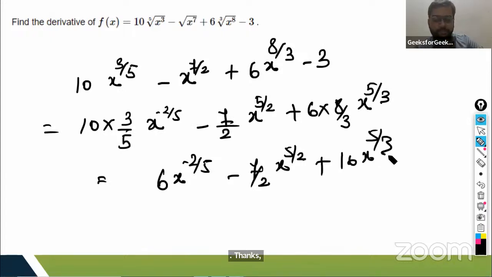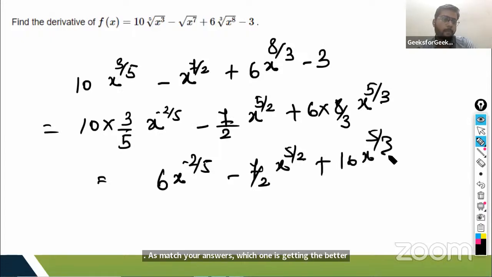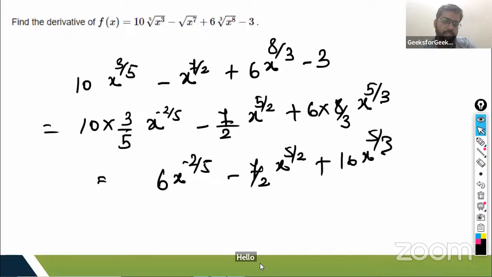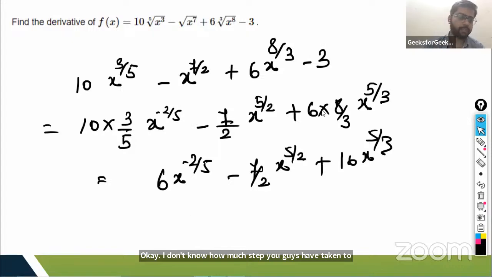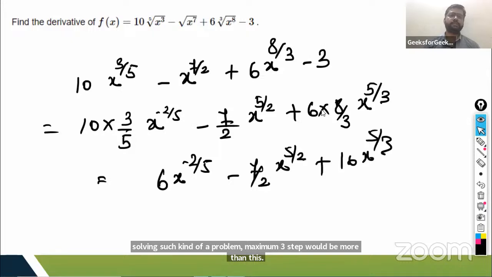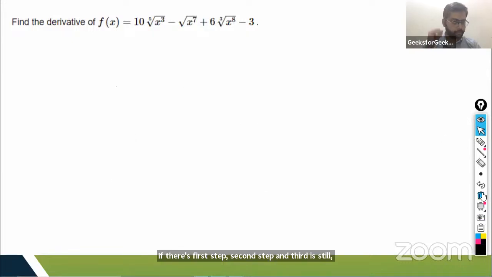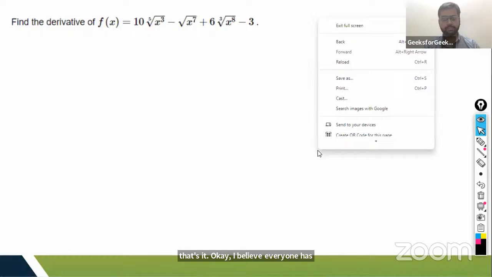Match your answers. Which one is getting the correct option? Same, that's great. So if I am solving this question, it takes a maximum of 3 steps. I don't know how many steps you have taken, but for such a problem, a maximum of 3 steps would be enough: first step, second step, and third step, that's it. I believe everyone got this question.